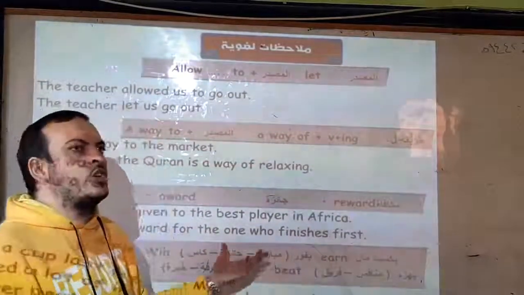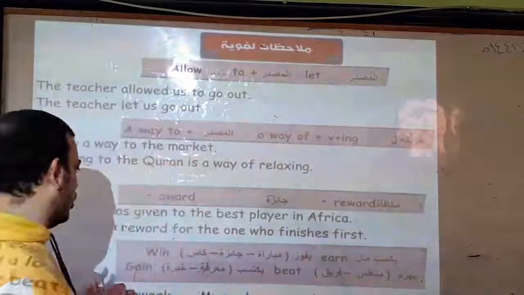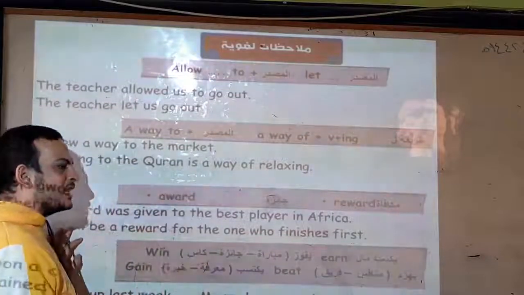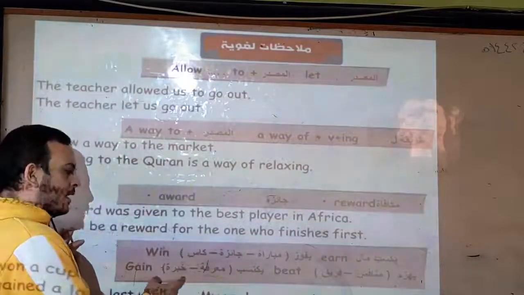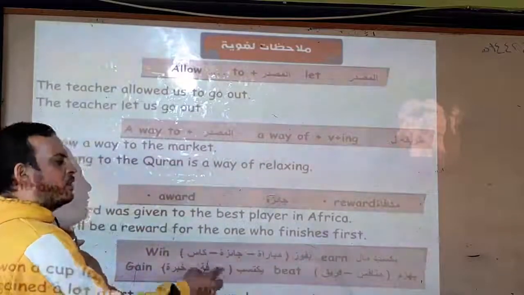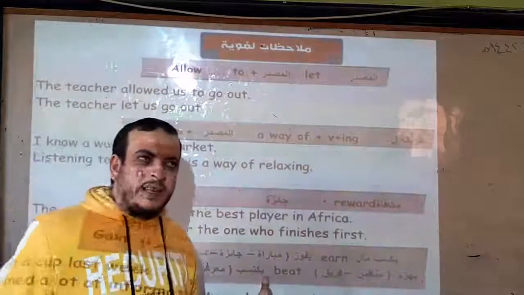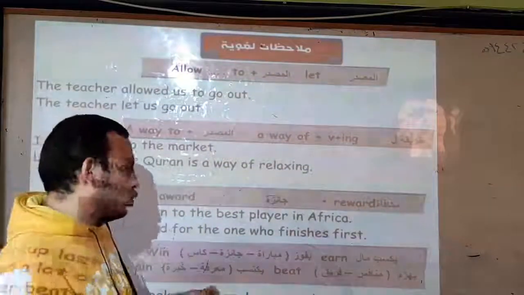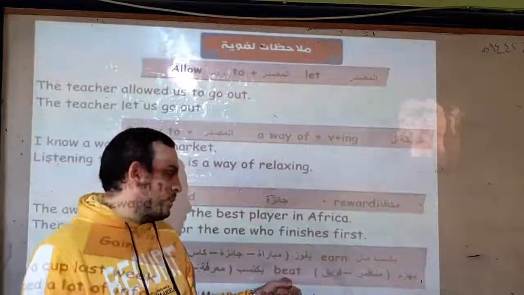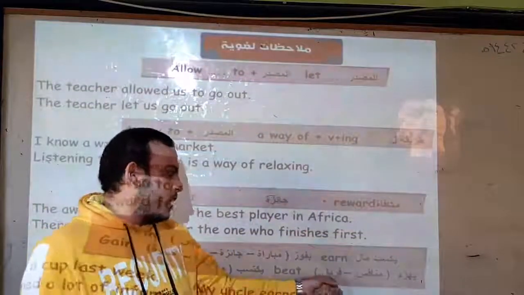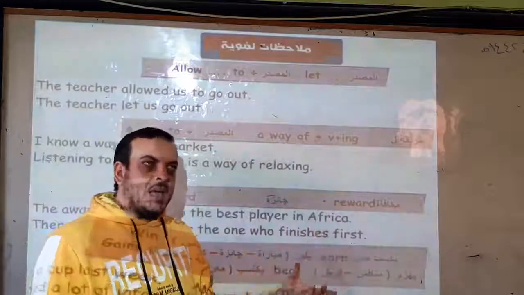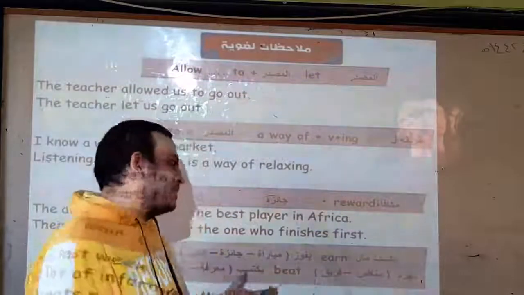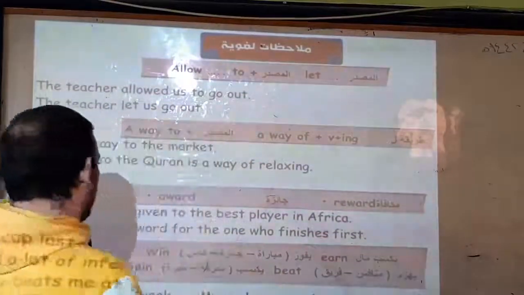But earn is always with money: to earn money, earn his living, and so on. What about gain? Gain is followed by an abstract noun, something like experience: gain fame, gain experience, gain knowledge, gain information, gain weight. Beat also comes with us, guys. Beat means to defeat, okay? It should be followed by, for example, your opponent: I beat my friend. Al Ahly beat Zamalek, and so on, the competitor.